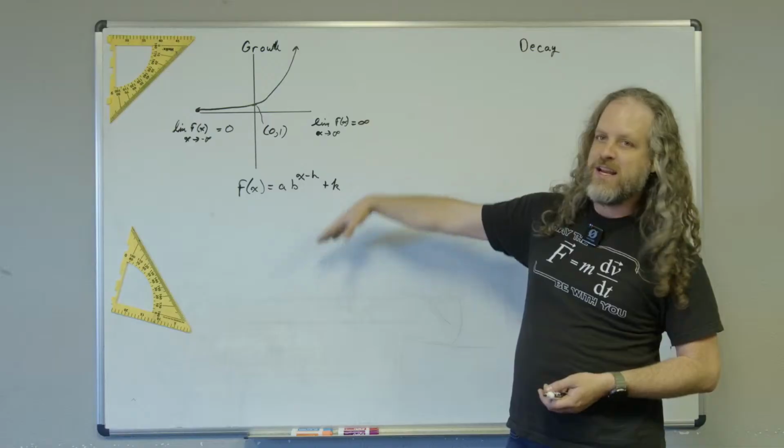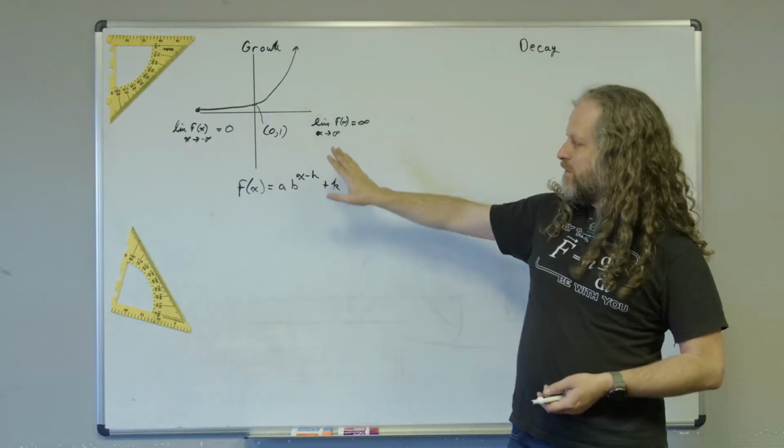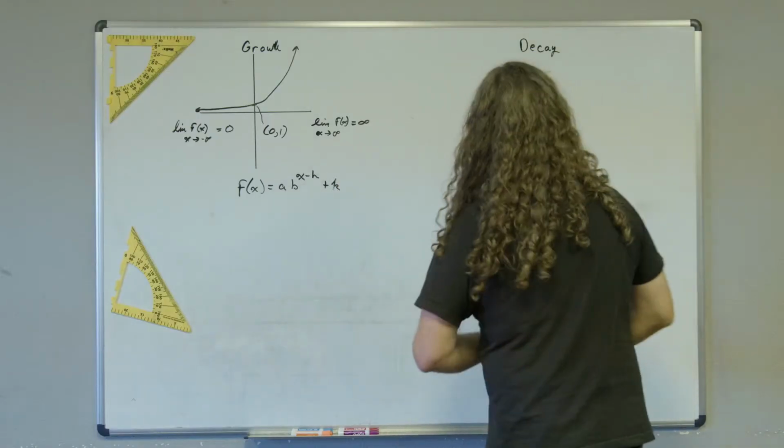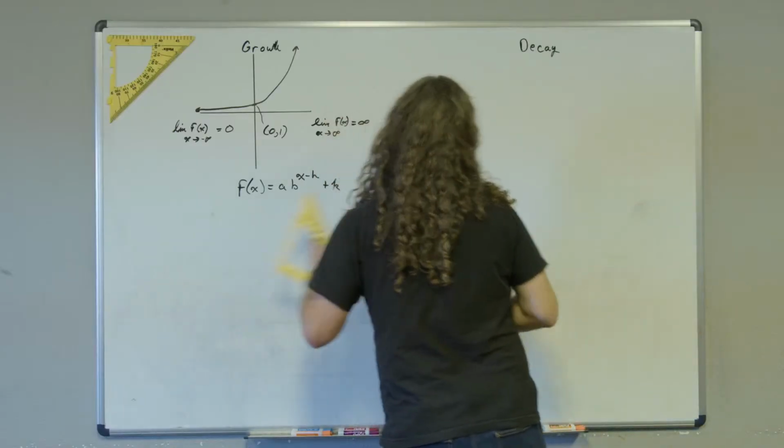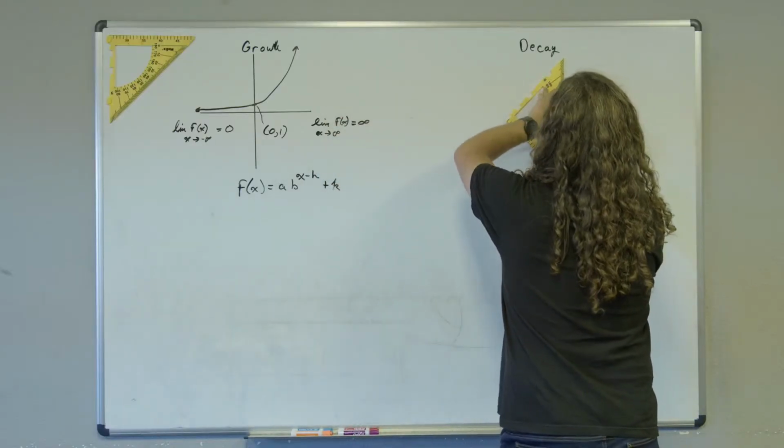If it's +15, it moves up. If it's -12, it moves down. Okay? Exponential decay looks like this.